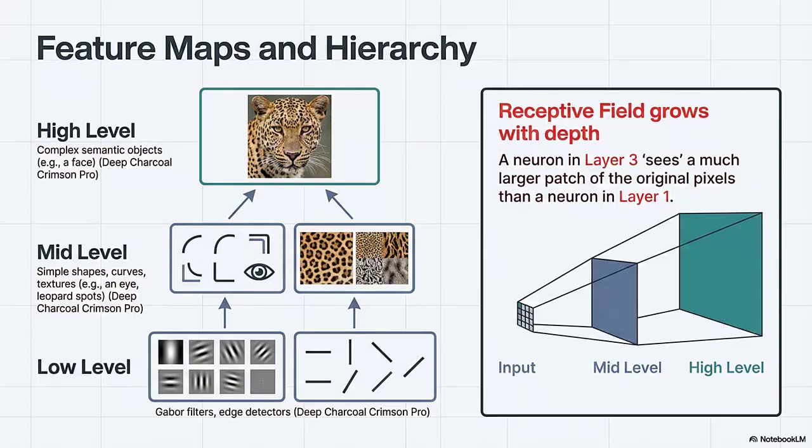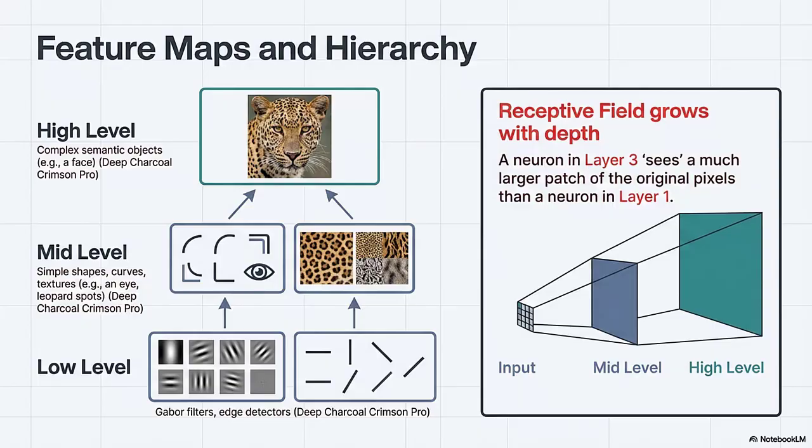So what are these little filters actually learning to do? Well, they become feature detectors. The first layers of the network learn to spot really basic stuff, simple edges, corners, blobs of color. Then the next layer takes those simple patterns as its input and learns to combine them into slightly more complex things, like maybe an eye or a nose or the texture of fur.